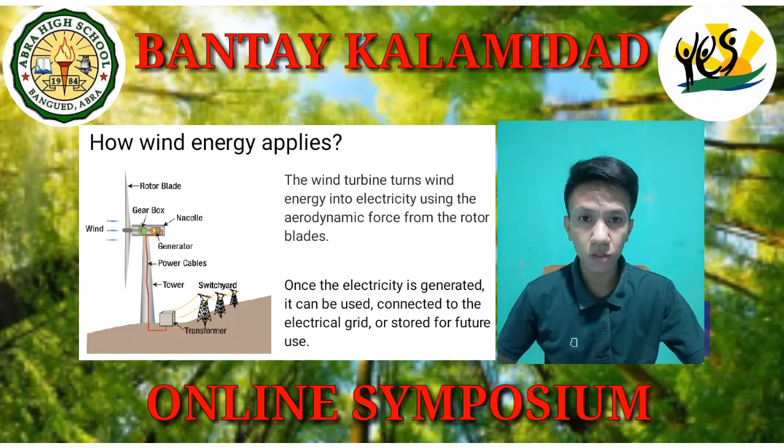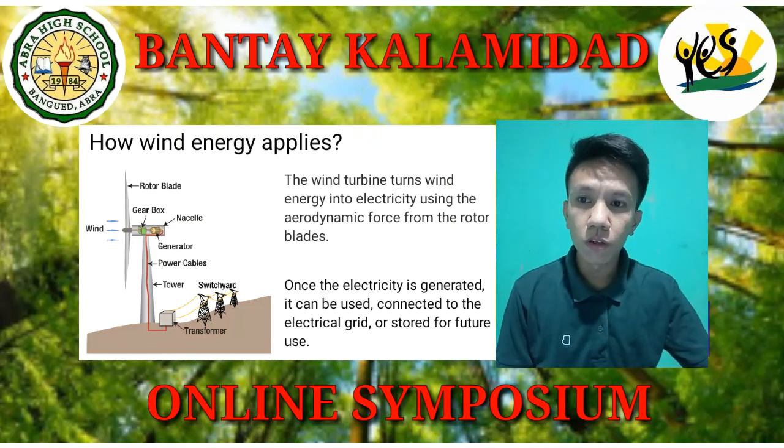The rotor connects to the generator either directly, if it is a direct drive turbine, or through a shaft and a series of gears, or a gearbox, that speeds up the rotation and allows for a physically smaller generator. This translation of aerodynamic force to rotation of a generator creates electricity. Once the electricity is generated, it can be used, connected to the electrical grid, or stored for future use.